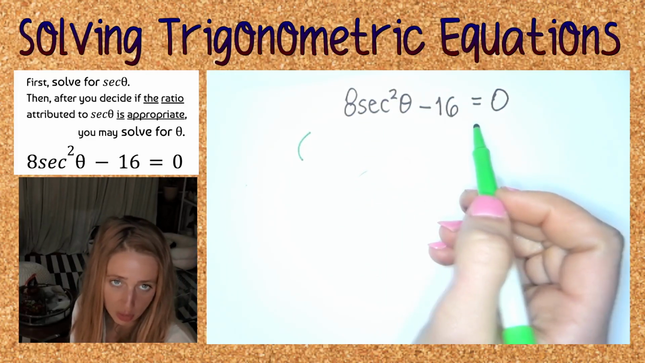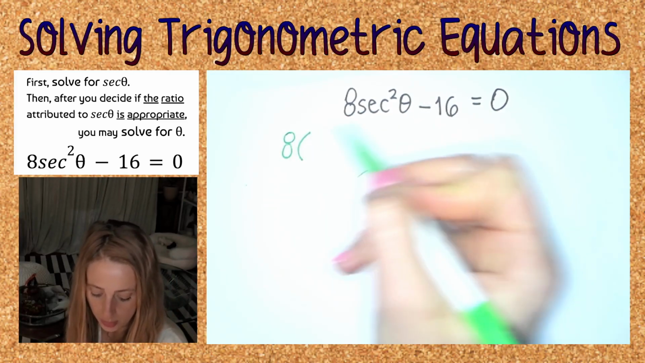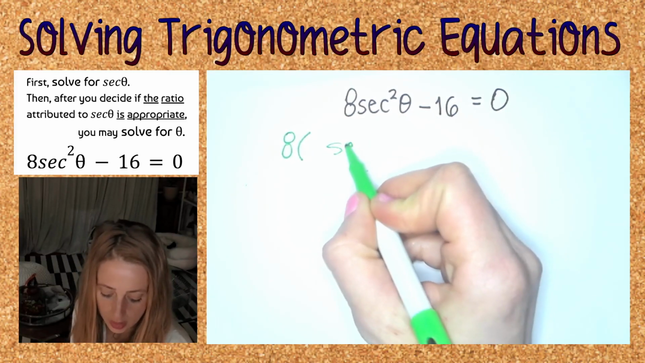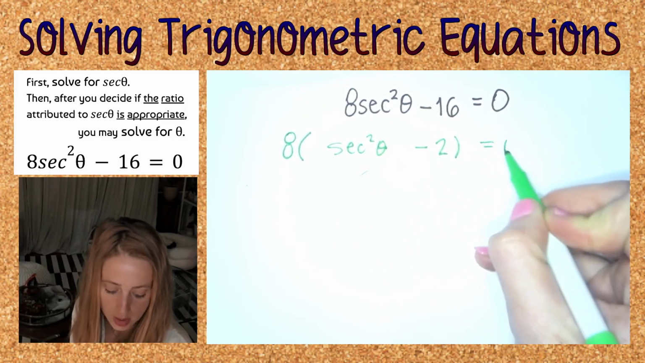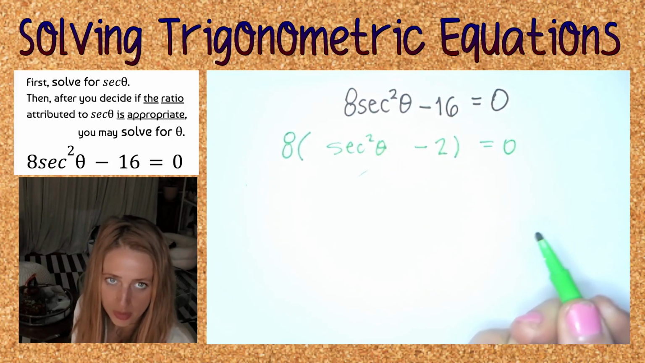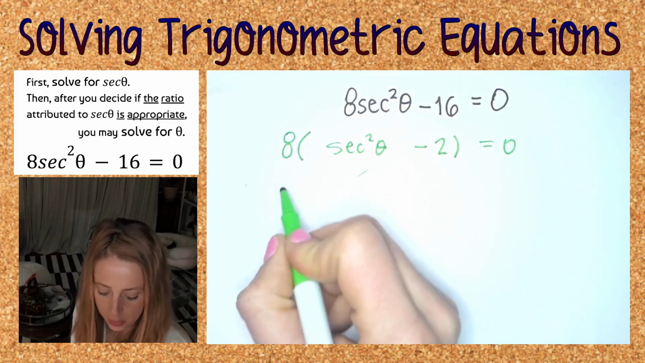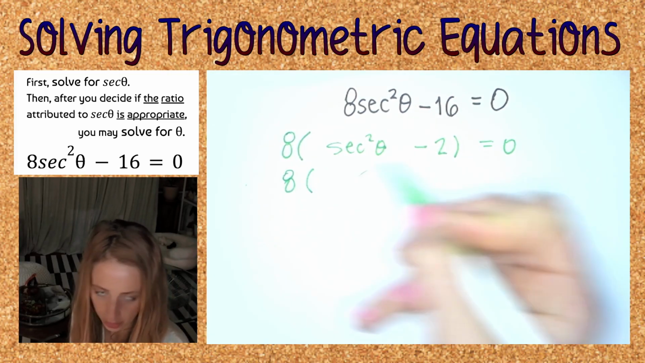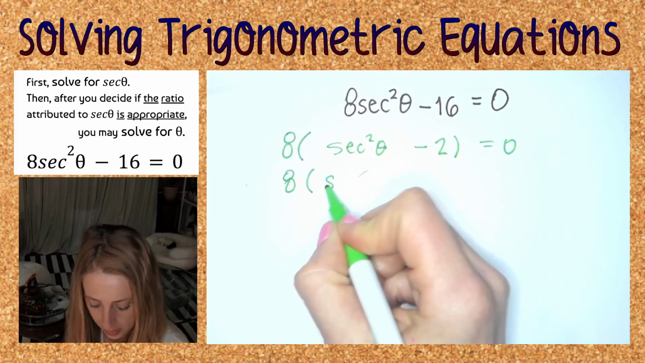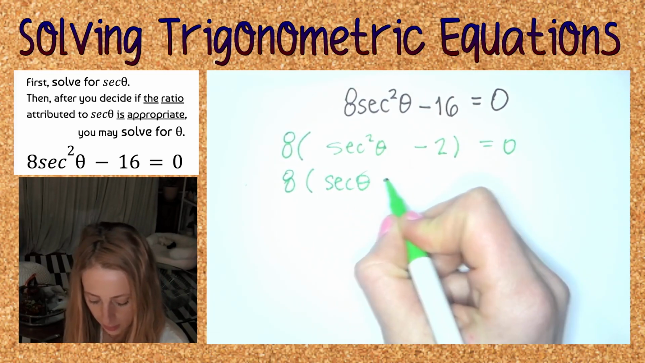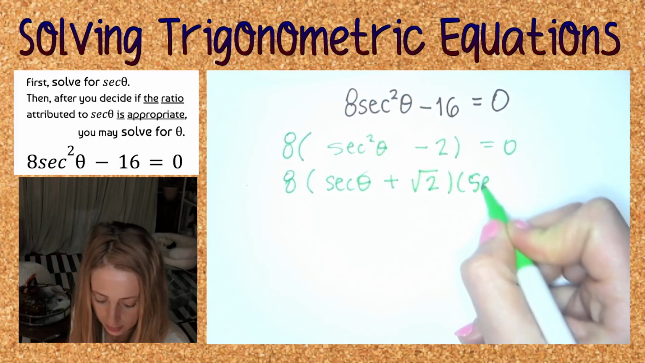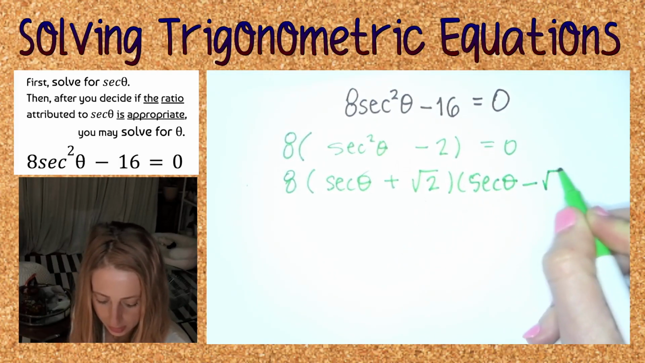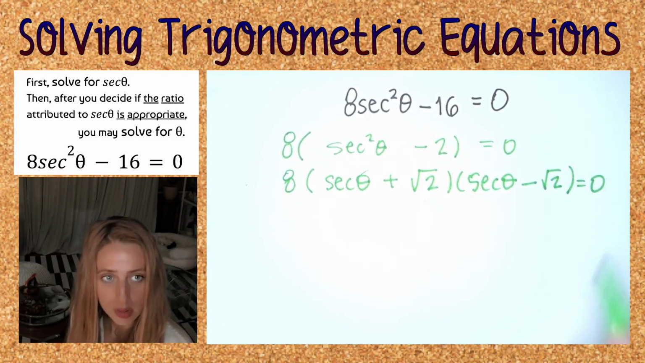I would start by taking out the greatest common factor. Anytime you can make numbers smaller, make them smaller. That would be 8. You get secant squared theta minus 2 inside there. And then from there, you could go ahead and factor with difference of squares now. The 8 just stays up front. You can't just get rid of it. So then you get 8 times secant theta plus root 2 and secant theta minus root 2 equals 0.